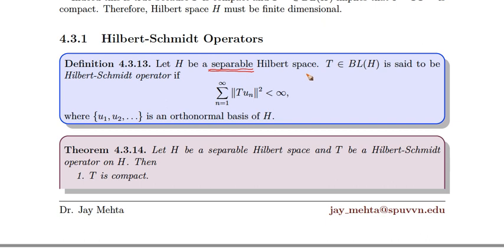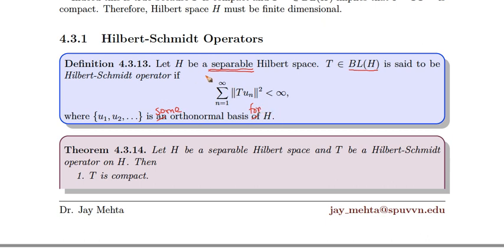So let H be a separable Hilbert space and T belongs to BL(H). Here we are already assuming a bounded linear function. T belongs to BL(H) is said to be Hilbert Smith operator if this sum is finite. That means this series is convergent: summation n equals 1 to infinity of the norm of T u_n squared is finite. And what is u_n? Where u_n is some orthonormal basis for H, right?